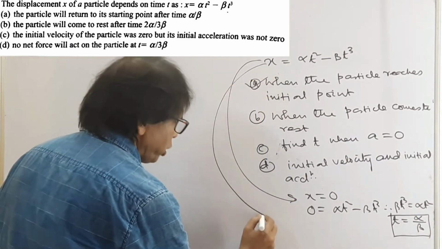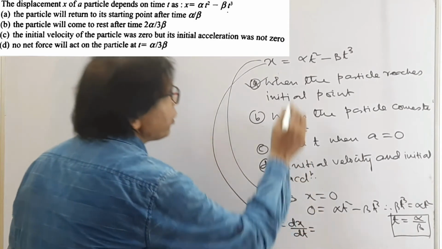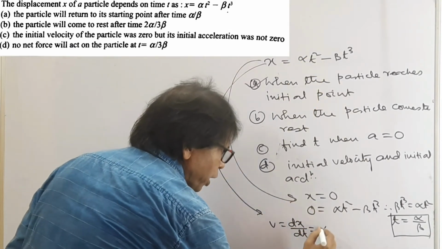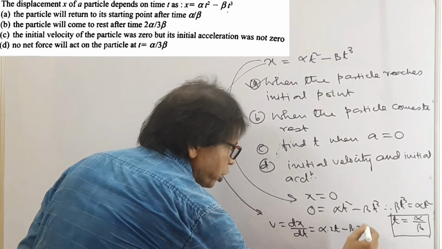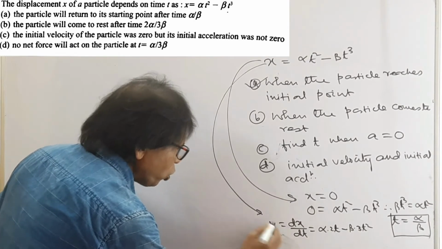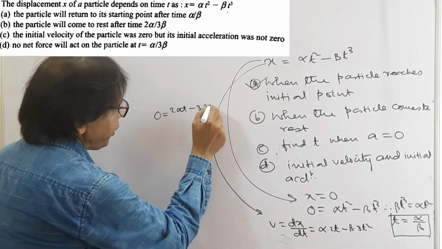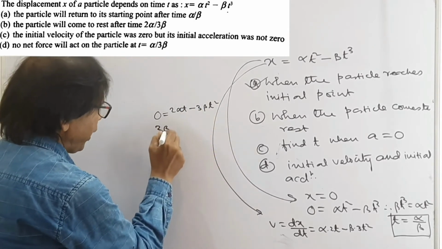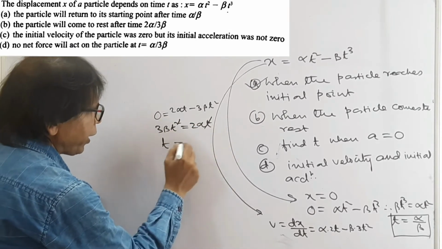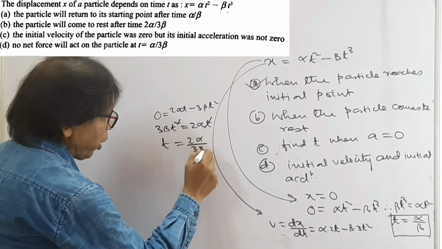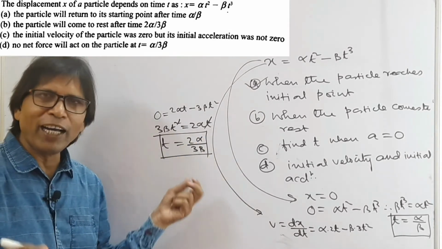Now next, when the particle comes to rest, that means v equals 0. Now we differentiate this equation. Look at this, v equals dx by dt. So this is alpha into 2t minus beta into 3t square. Now here v equals 0. So 0 equals 2 alpha t minus 3 beta t square. So 3 beta t square equals 2 alpha t. Now t cancels out, so t equals 2 alpha by 3 beta. Okay, so the particle comes to rest at time 2 alpha by 3 beta.